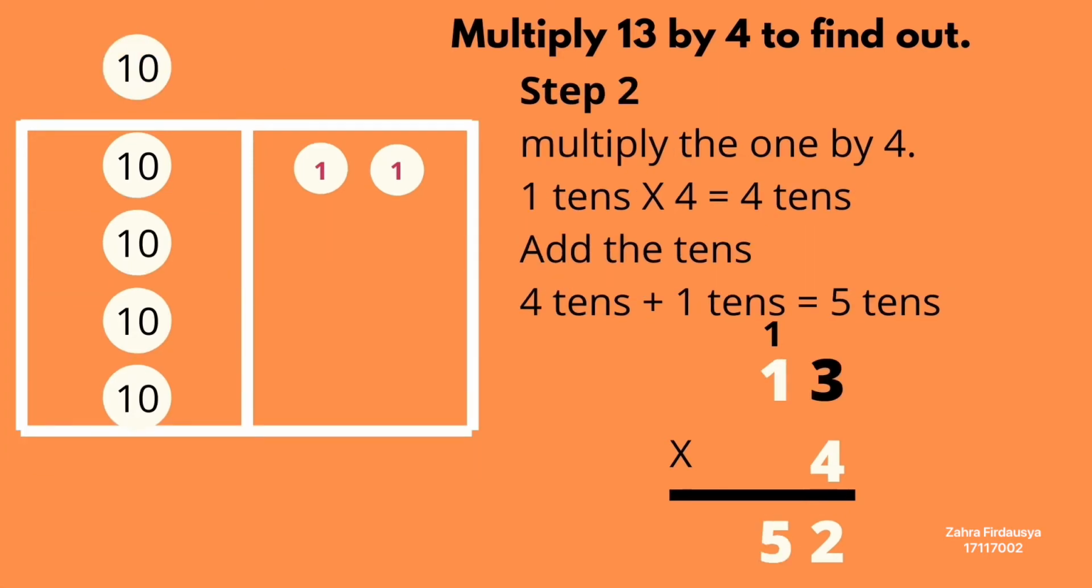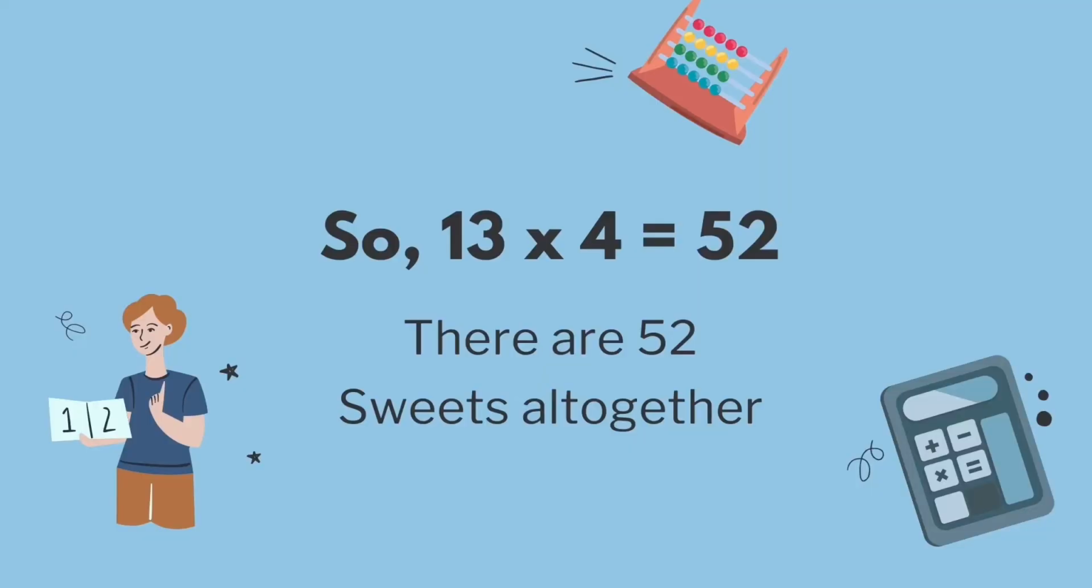Next step 2, multiply the tens by 4. 1 ten times 4 is 4 tens. Add the tens. 4 tens plus 1 ten is 5 tens. So 4 puluhan ditambah 1 puluhan sama dengan 50. Jadi kita taruh 5-nya di sebelah 2, hasilnya menjadi 52. Bisa kalian lihat dan pahami yang sudah ada di video. So, 13 times 4 is 52. There are 52 sweets all together.